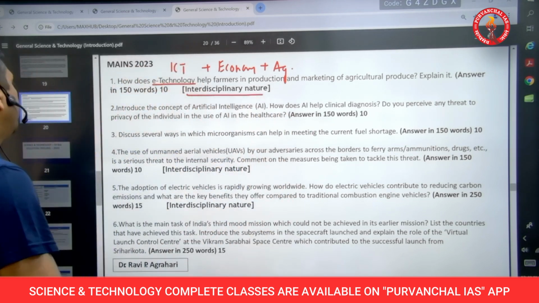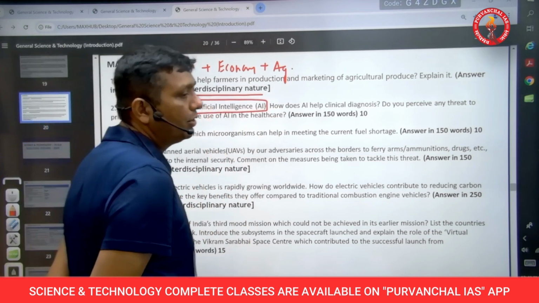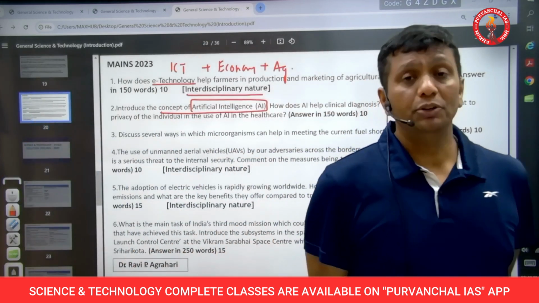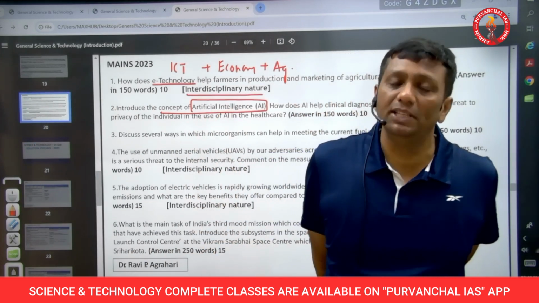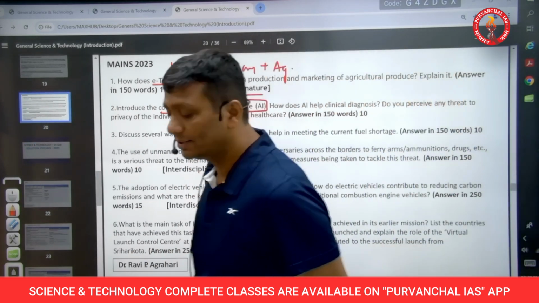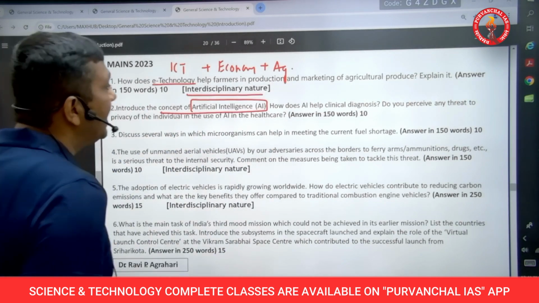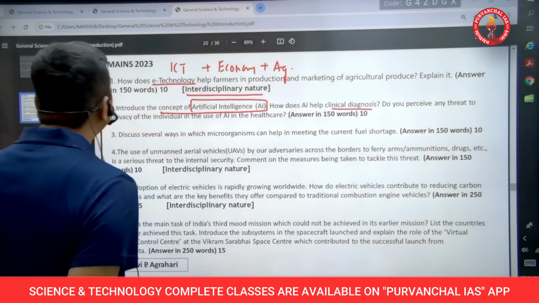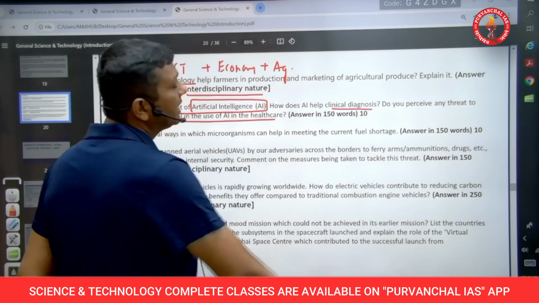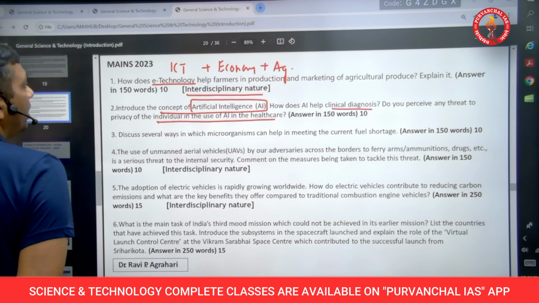Second question: Introduce the concept of artificial intelligence. See, UPSC asked about artificial intelligence in 2023, but artificial intelligence is not mentioned in your mains syllabus, yet in the mains examination UPSC asked it. That is the reason I told you, please follow my syllabus, don't follow the UPSC syllabus. How does AI help clinical diagnosis? And do you perceive any threats to the privacy of the individual in the use of AI in the healthcare sector? I'll discuss this under AI, but it is pure science and technology, not interdisciplinary.